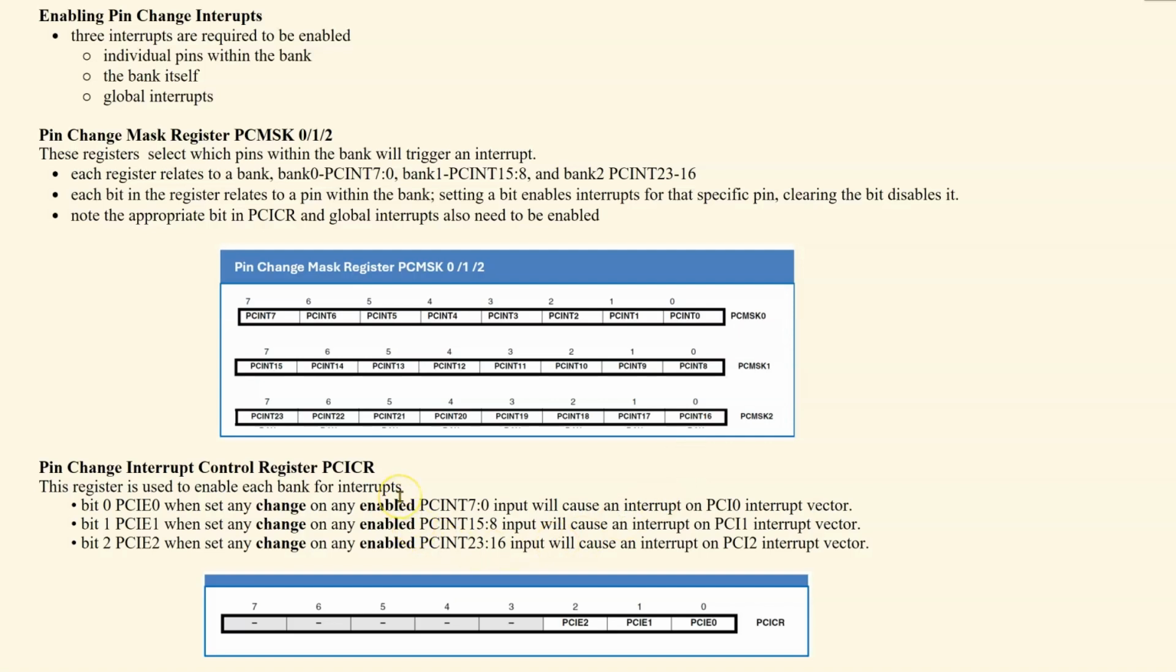And finally, we have the bank enable register, so pin change interrupt control register PCICR. So therefore, this enables the bank, for instance, with bit 0, when it is set, then we enable bank 0. And any enabled pin within that bank will cause an interrupt. Note, global interrupts need to be enabled for the system to work.